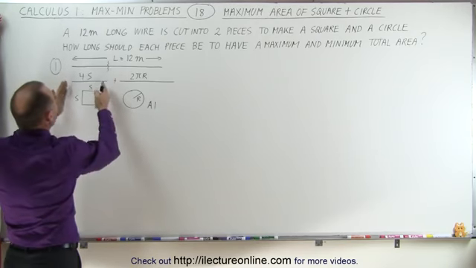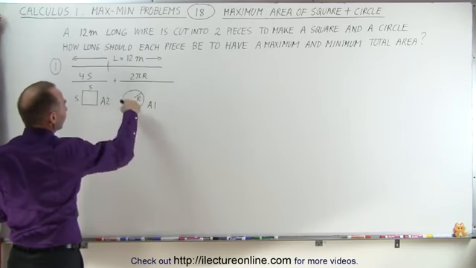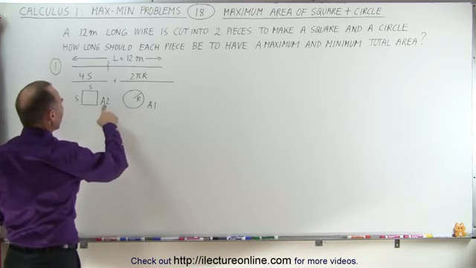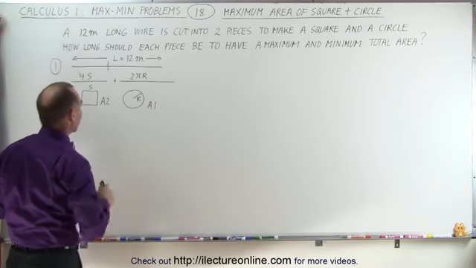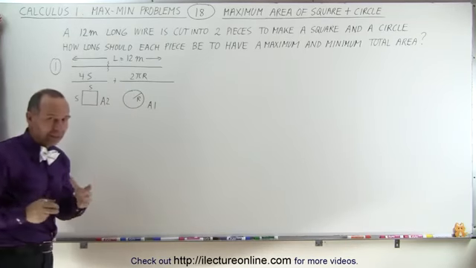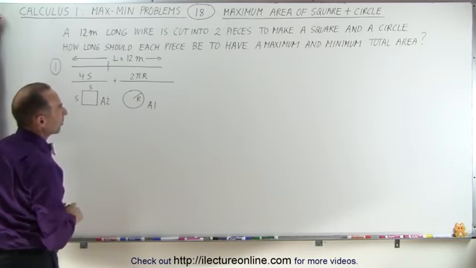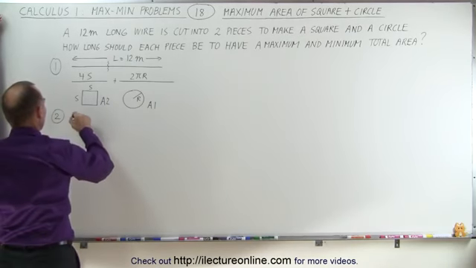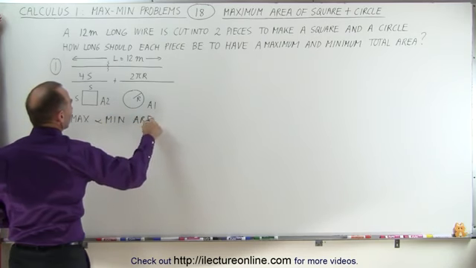We know that the length of the one piece for the square is going to be 4 times the size of the square, and the length of the piece for the circle is going to be 2 pi r. If we call the area of the circle A1 and the area of the square A2, we then know that the total area is simply going to be the sum of these two. So now the next thing we're going to do, because we already have a diagram showing what the problem is all about, is determine what's going to be maximized or minimized. In this case, we're going to both maximize and minimize the area of the two figures.